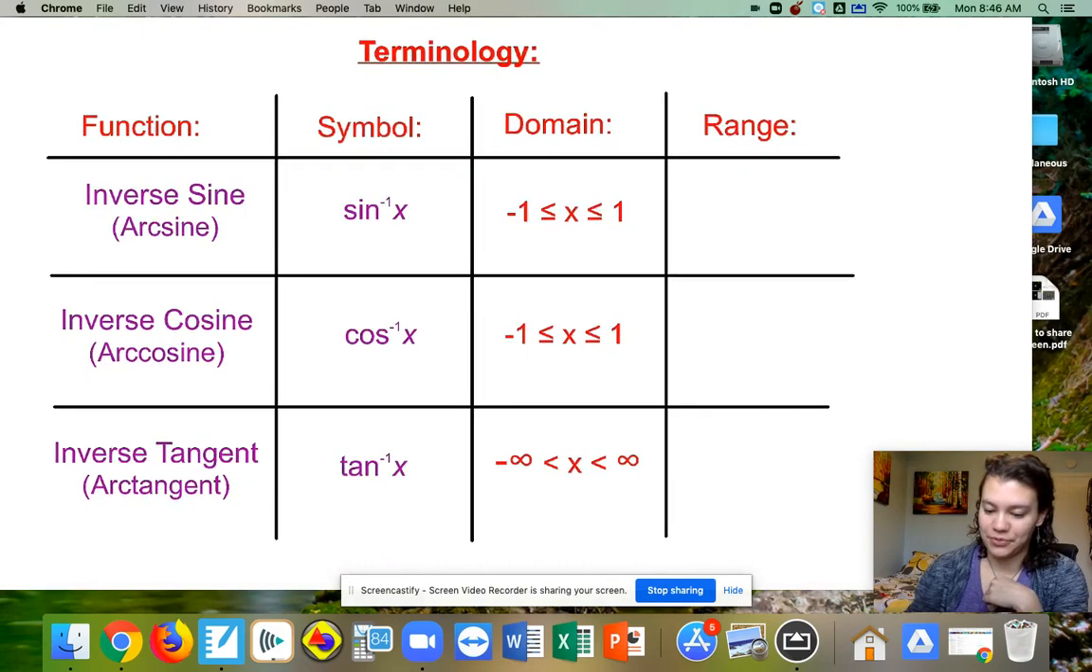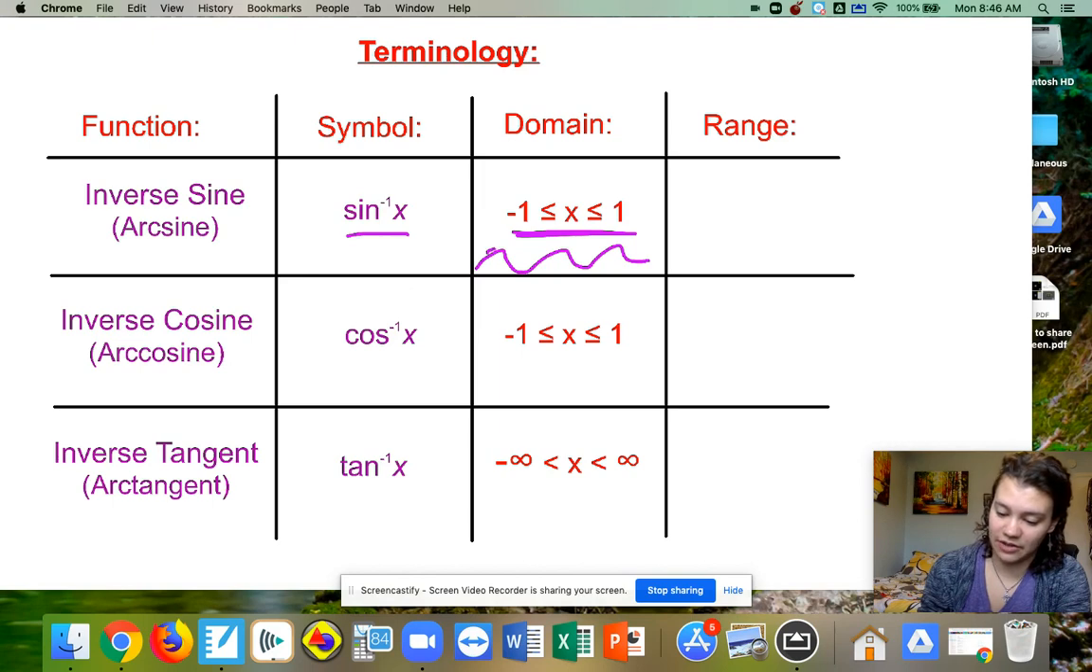Okay, so some more terminology here, domains and ranges. Your sine domain is -1 to 1. That comes from your graph going up and down. Oh, sorry, I said that backwards. So sine range would be -1 to 1. Your sine inverse domain is -1 to 1. You can think of it here.